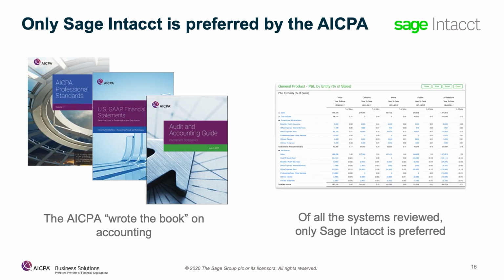Our system is the only one preferred by the AICPA, the organization that wrote the book on accounting. Every US-based company follows their standards, and they have over 430,000 members who have seen every accounting system out there. And of all the systems, ours is the only one they prefer. No other software company can say this.